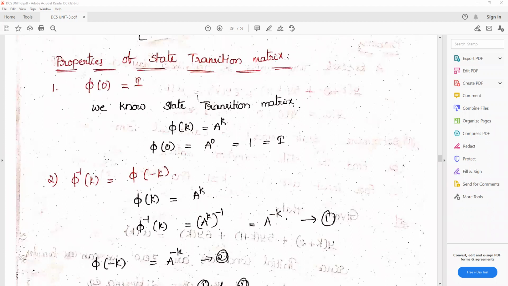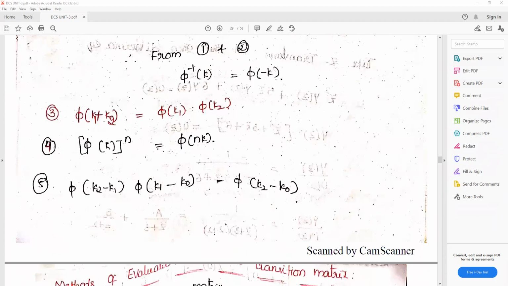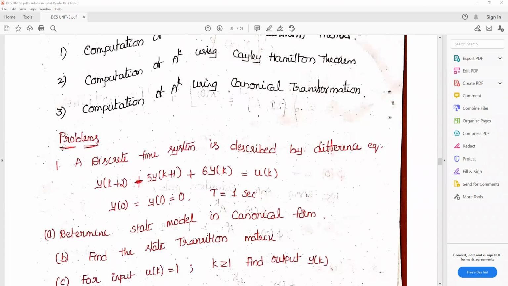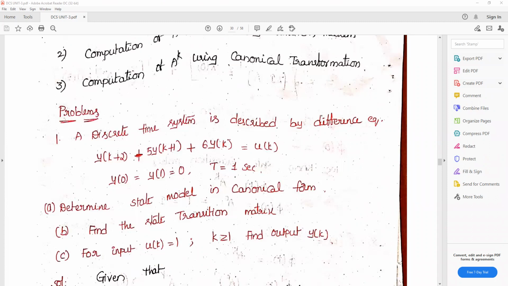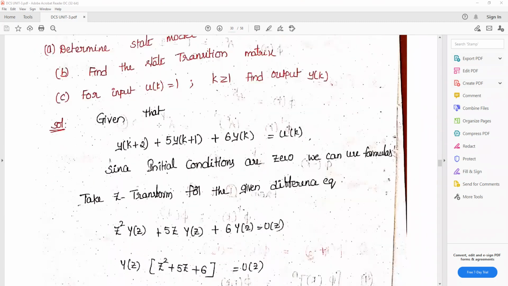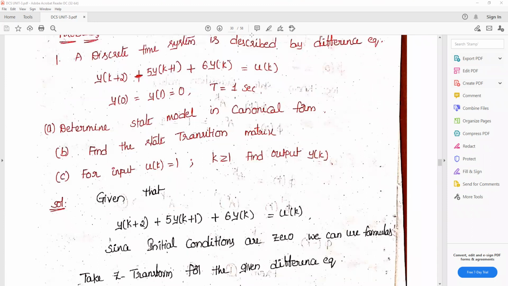So in the next class we are discussing the evaluation of the state transition matrix by using the canonical method, the Z transform method and the Cayley-Hamilton method. Okay, thank you so much.